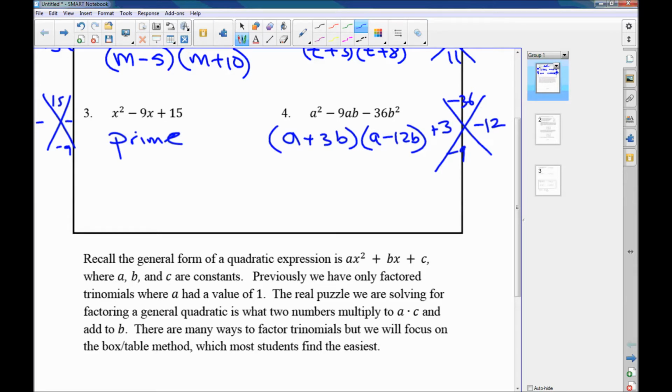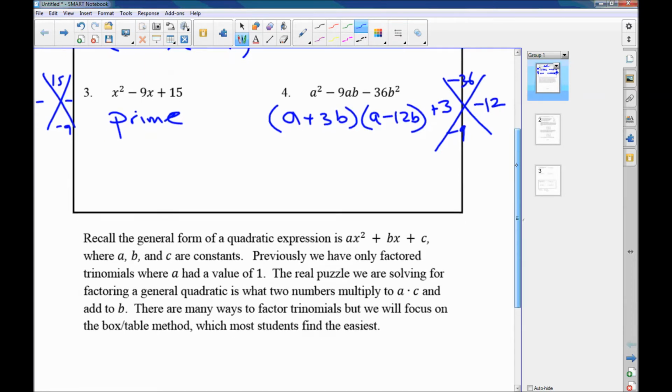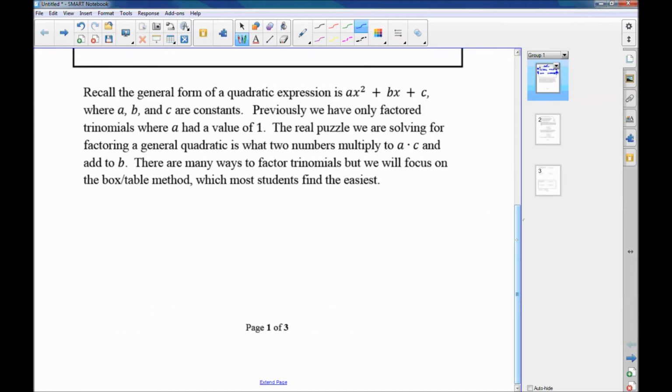Down below we have, recall the general form of a quadratic equation is ax squared plus bx plus c. So in all of ours up above, we were doing the special case where a was always 1. Obviously that's not going to happen very often. So previously we only factored trinomials where a had a value of 1.